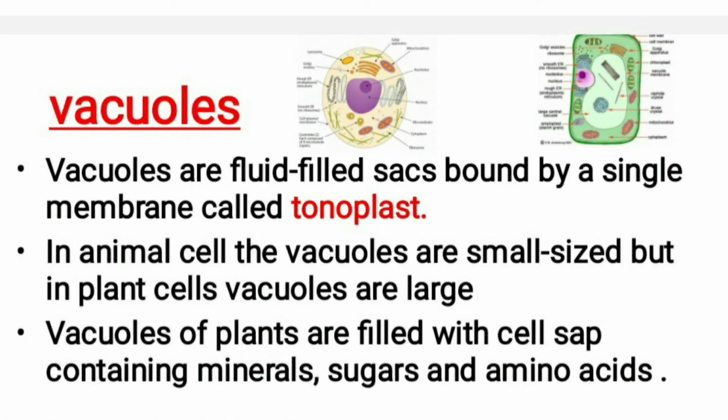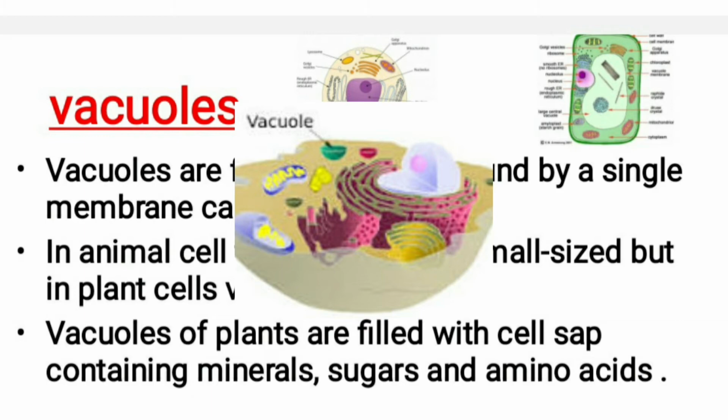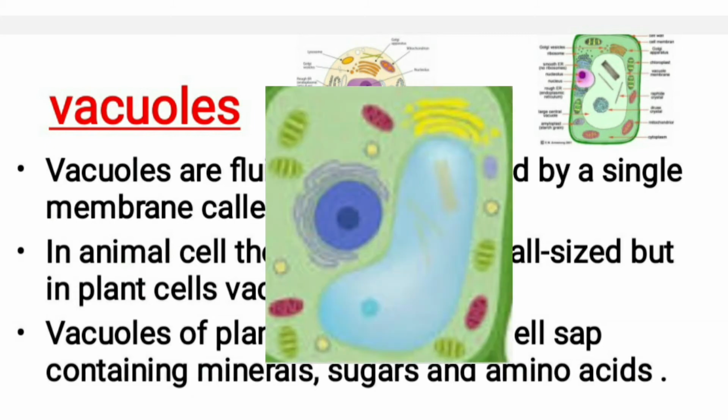Vacuoles are fluid-filled sacs bound by a single membrane called tonoplast. Here is the outer covering of this vacuole. It is called tonoplast. In animal cells, vacuoles are small sized, but in plant cells vacuoles are large sized. Here is the large sized vacuole.